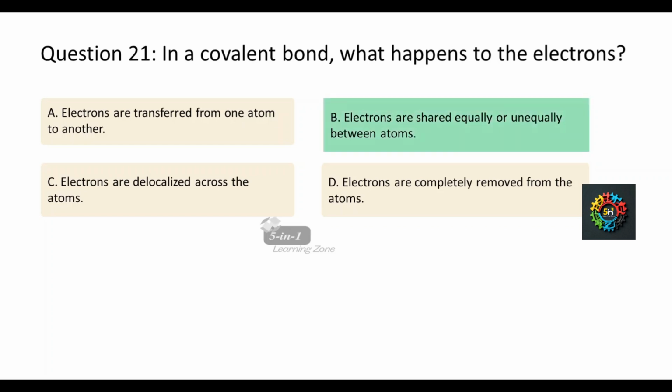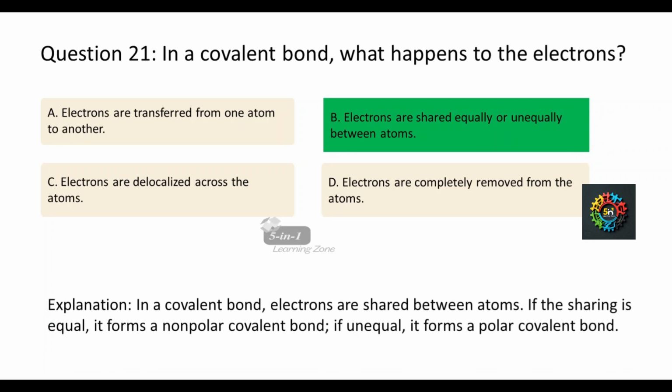21. In a covalent bond, what happens to the electrons? Answer: B. Electrons are shared equally or unequally between atoms. Explanation: in a covalent bond, electrons are shared between atoms. If the sharing is equal, it forms a non-polar covalent bond. If unequal, it forms a polar covalent bond.